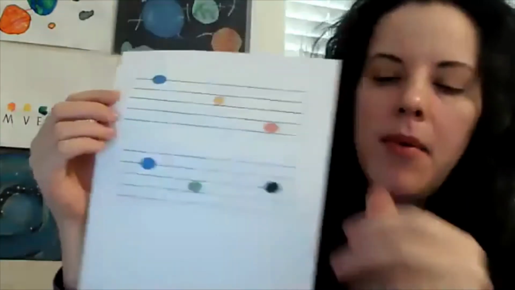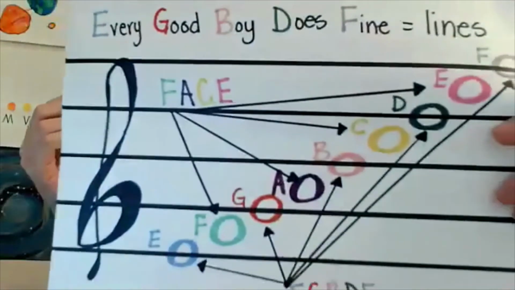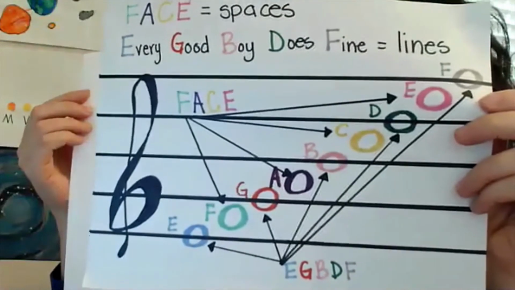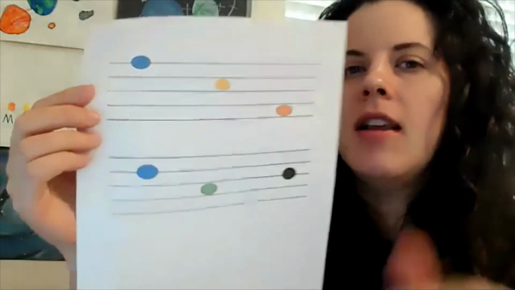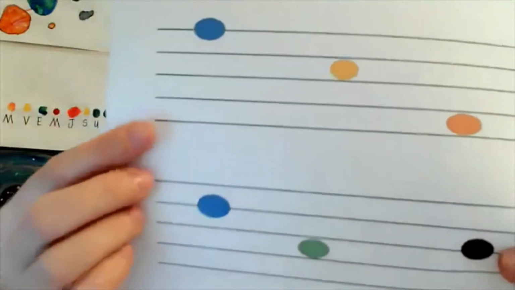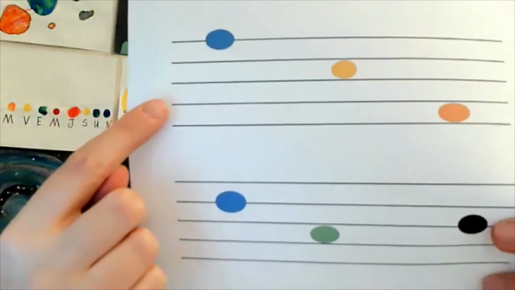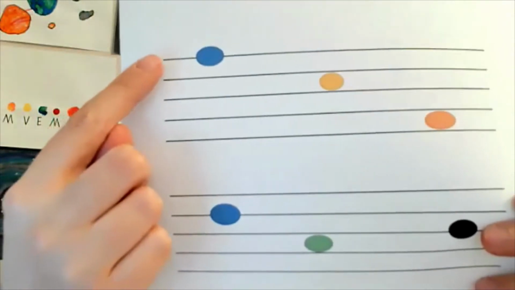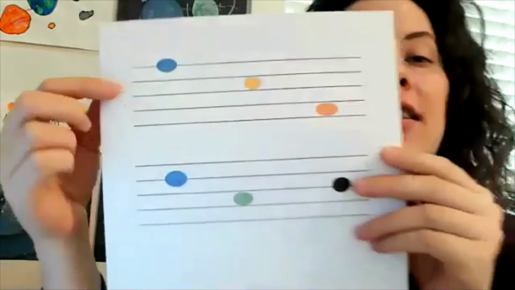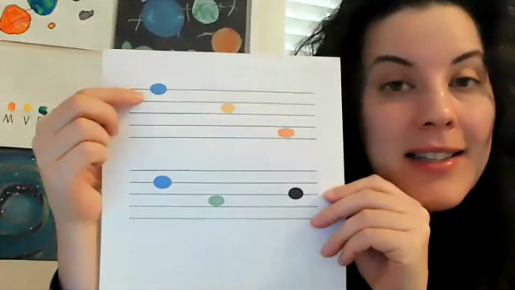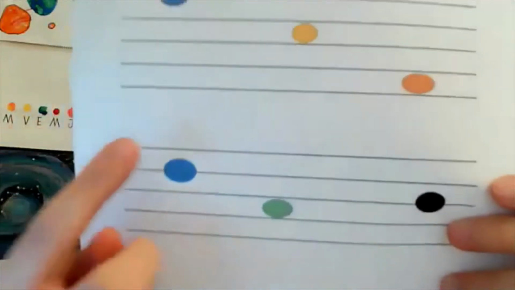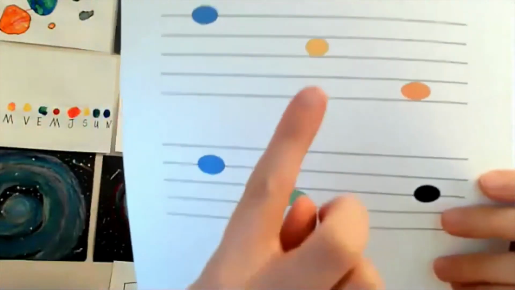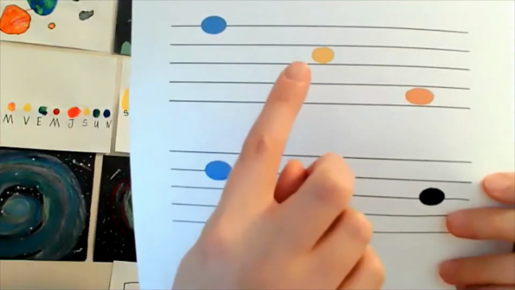And if you remember here, on the lines is every good boy does fine. So if I were to do that, every good boy does fine. Fine starts with the letter F. This is an F. Now, in the middle here, I have a note on the space.